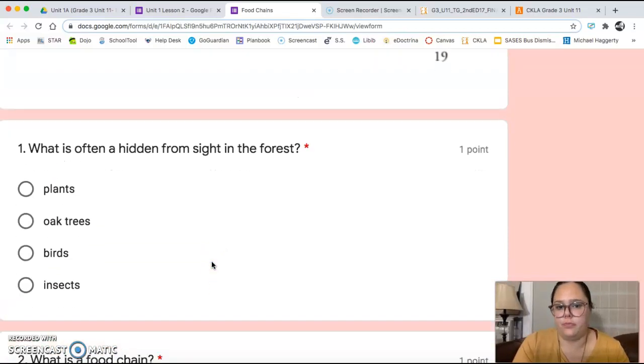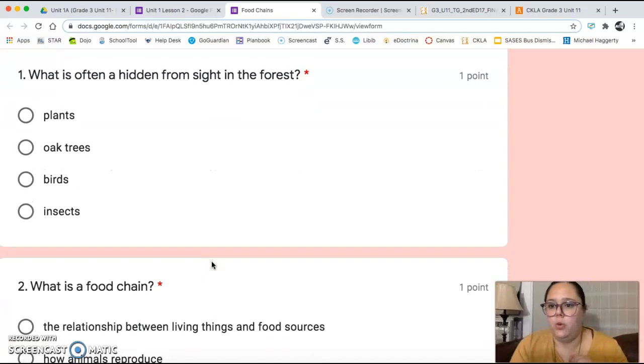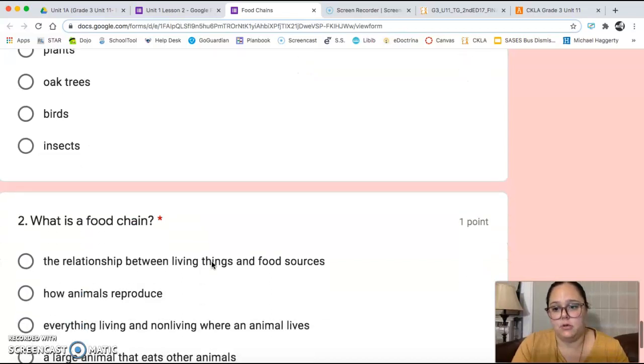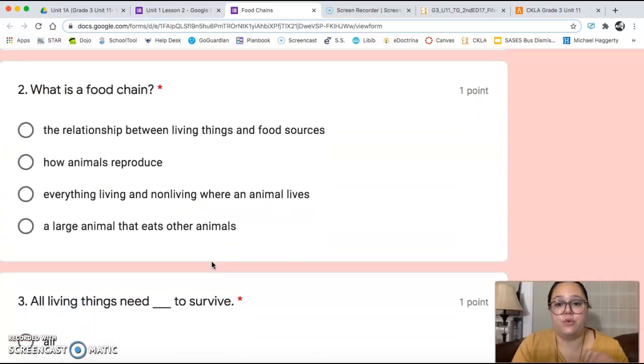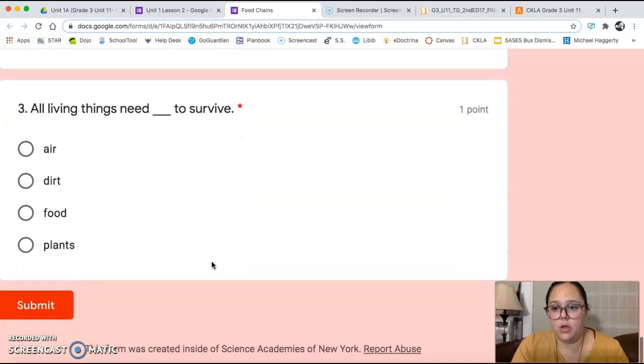All right. Number 1 says, what is often hidden from sight in the forest? Number 2, what is a food chain? And number 3, all living things need blank to survive.